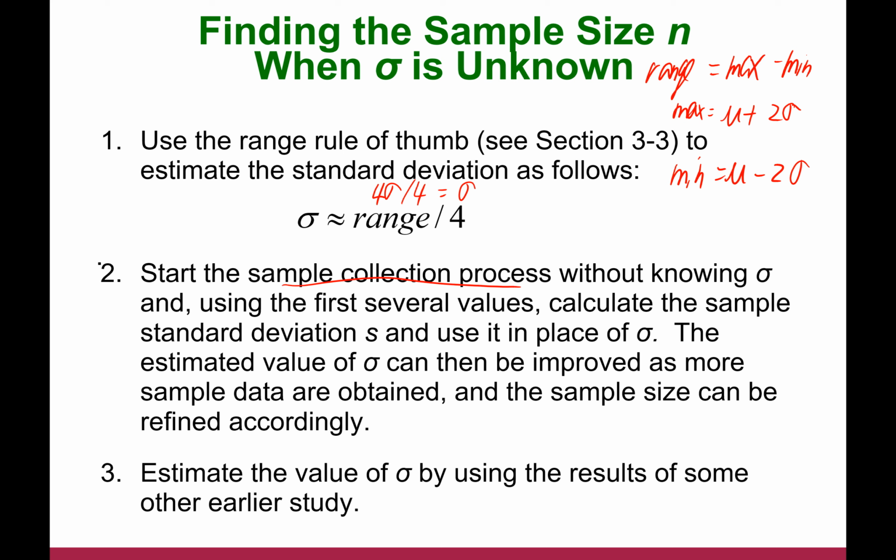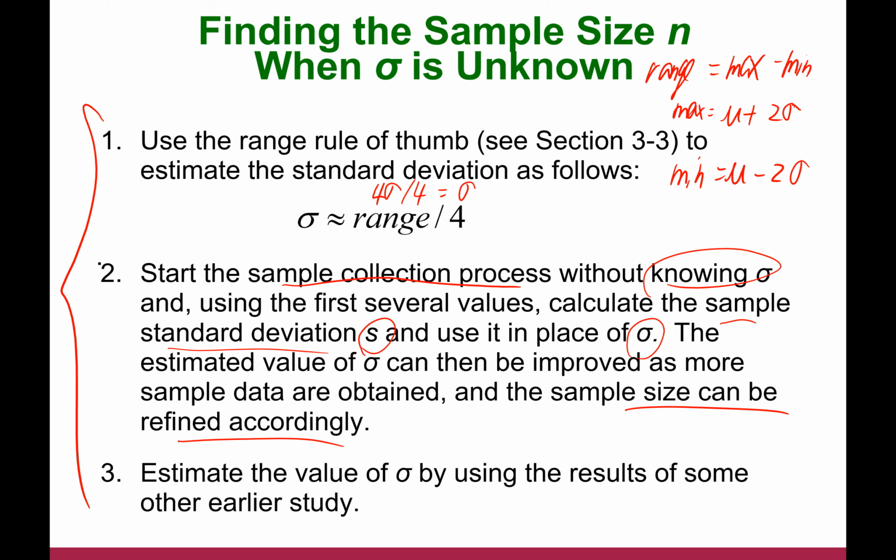You can also start a sample collection process without knowing sigma. Using the first several values, calculate the sample standard deviation s, and use it to replace sigma. Again, we assume the sample is a simple random sample. The estimated value of sigma can then be improved as more sample data is obtained, and the sample size can be refined accordingly. A third way is to use the result of a similar earlier study, as long as it's similar. This is helpful given that you don't have the entire population available.